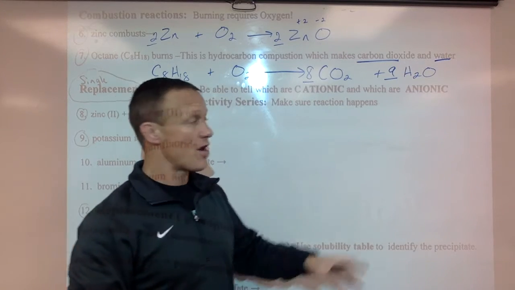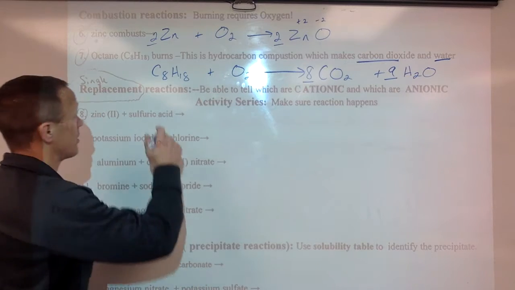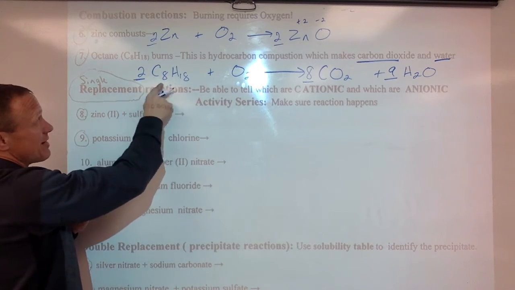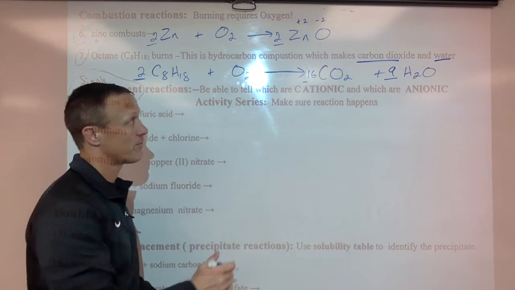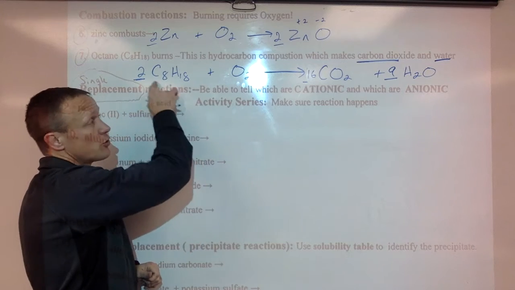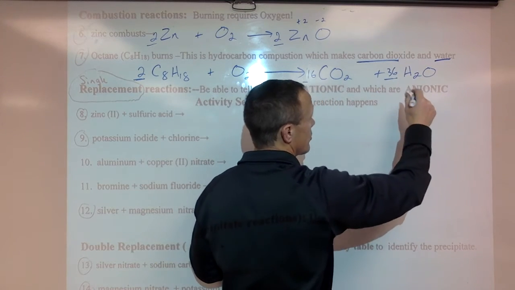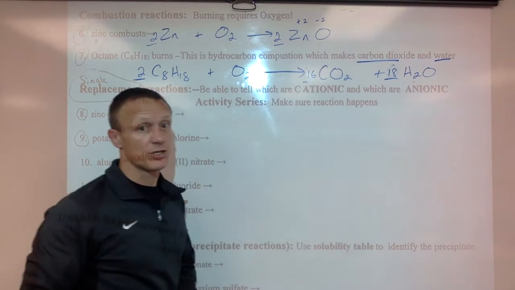I would tell you over here we have an odd number of oxygens. There's no way to make an odd number here. So when that happens, we're going to double this out front. So 2 times 8 makes 16 carbons, so we need to put a 16 out in front of this. 18 times 2 is 36 hydrogens there.